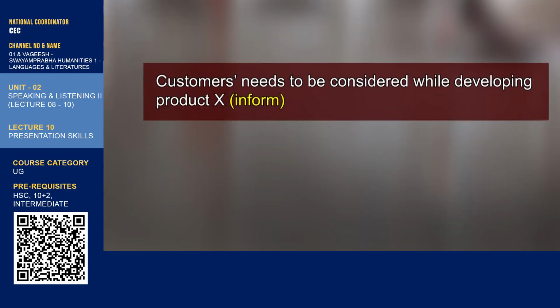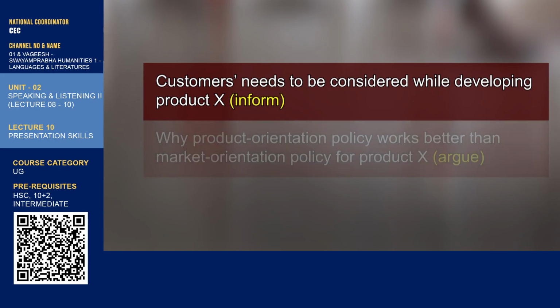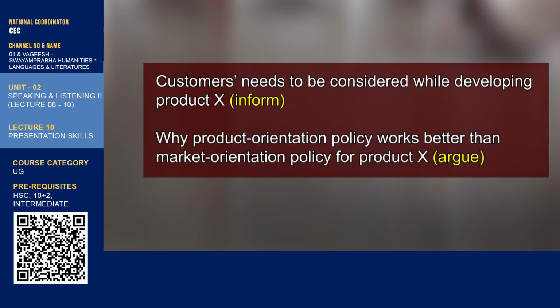In workplace settings too, you might be asked to either present information or make an argument. Here are a few examples. Customers needs to be considered while developing product X. This is clearly a title that requires you to inform your audience. The second one, why product orientation policy works better than market orientation policy for product X. This is clearly an argumentative topic.